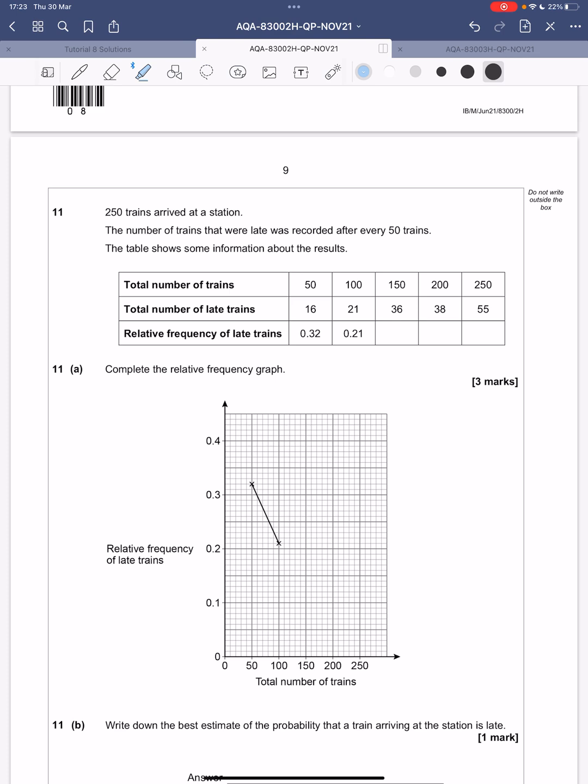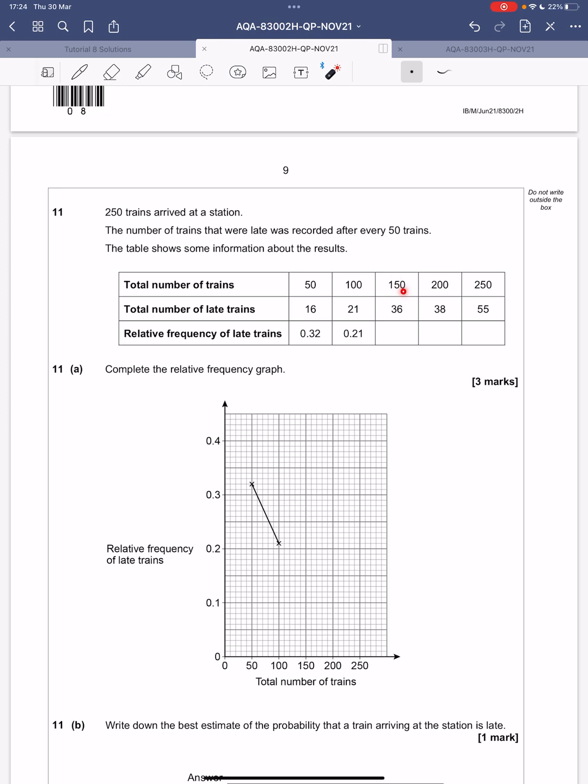250 trains arrived at a station. The number of trains that were late was recorded after every 50 trains. The table shows some information about the trains. So in the first 50, there's 16 late. 16 divided by 50 is 0.32. By the time we get to 100, there's another 5 late, so it's 21. 21 out of 100, 0.21.